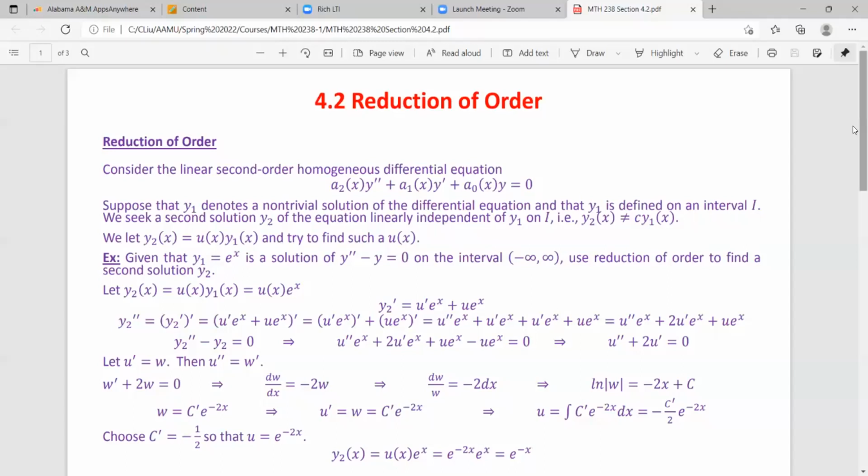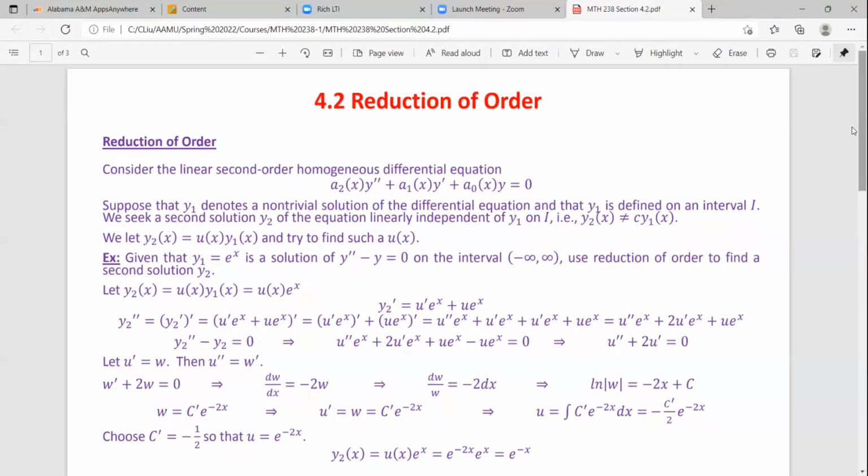A fundamental set means the solutions are linearly independent, and we can use the Wronskian to determine whether the set is linearly independent or not. So that's about homogeneous equations.